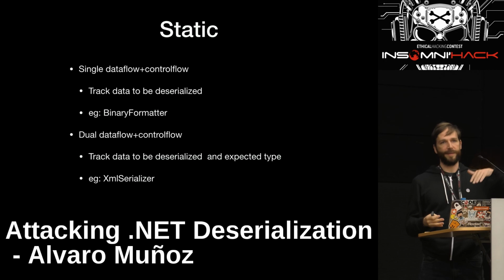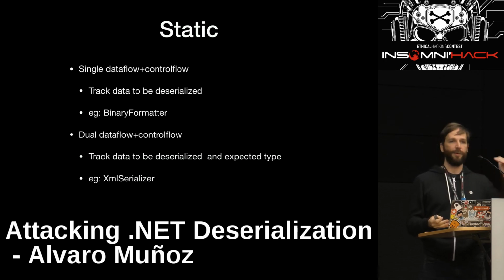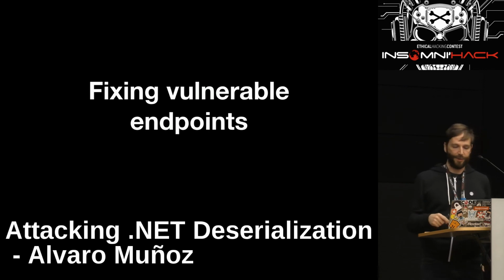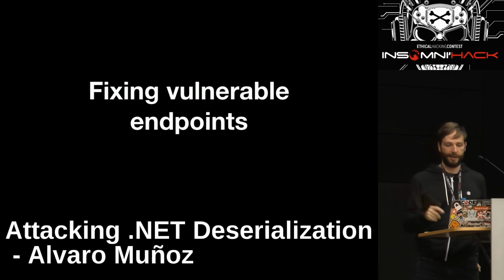One flowing into the data to be deserialized, and another one flowing into the expected type. So again, it's simple. Most of the static analysis tools should support that. And now, the third part of the talk is how to fix vulnerable endpoints, or how to verify if the vendors are actually applying good fixes.